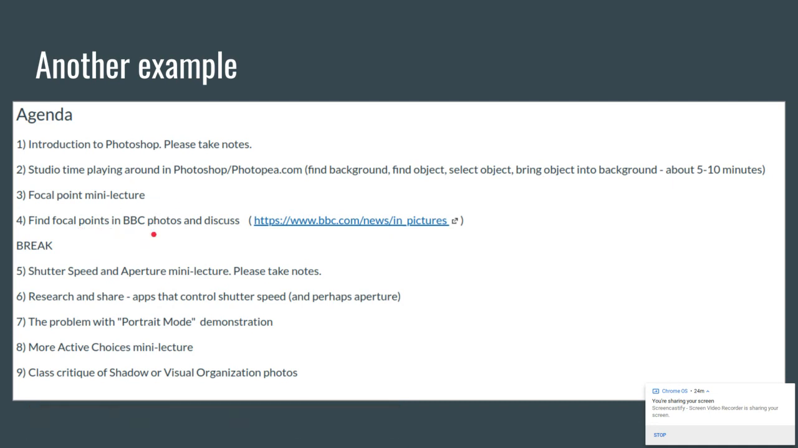Or another example: introduction to Photoshop, take some notes, studio time, mini lecture. Then find focal points on a website and discuss them with each other, so you give them little activities and things to do. Again, it keeps them moving up and down in terms of engagement and activity and energy.